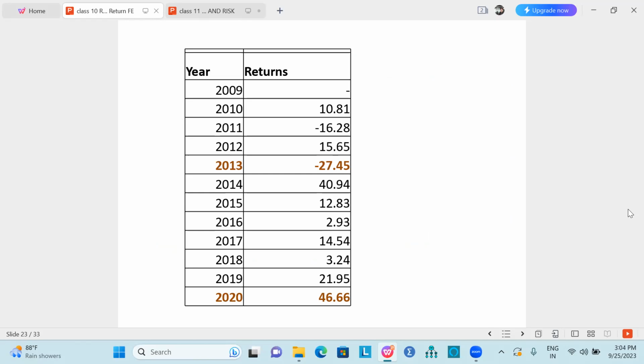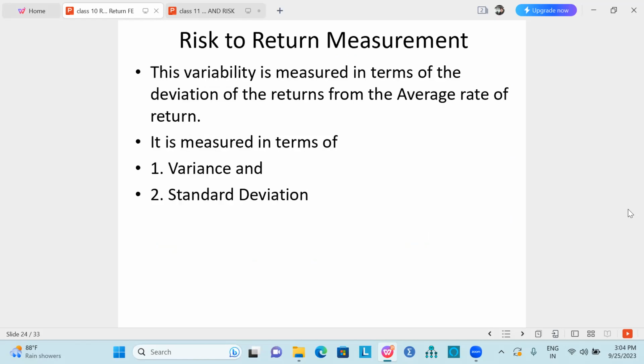And the result you got was this. This was the result we got for the various years. These were the returns you got. From here, we'll proceed. And the last class, I mentioned to you about the risk and return. So for any asset, once you get their rate of return, you can now calculate how much risk is involved. Now, for the risk part, you have to calculate it in terms of variance and standard deviation.